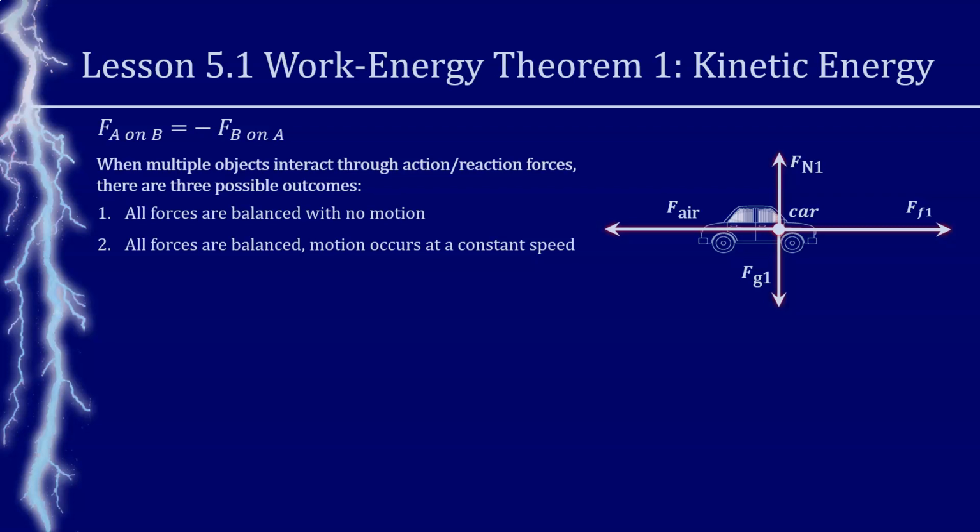And then the third possible outcome of forces acting on an object, let's say my air resistance force isn't balancing my forward force acting on the car. What's going to happen then? Well, the car is going to accelerate forward because there are unbalanced forces.